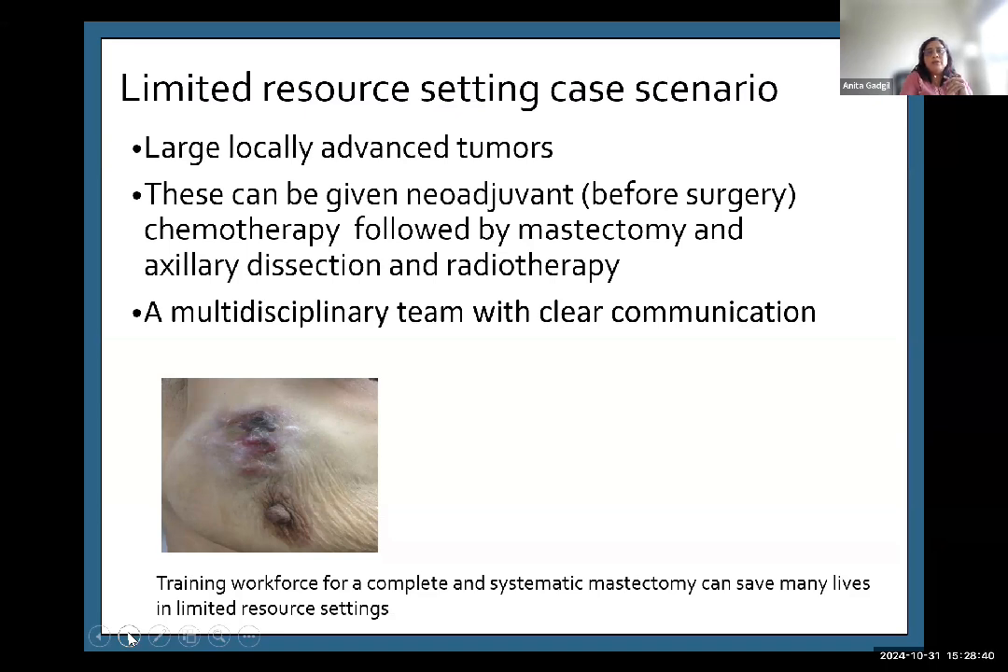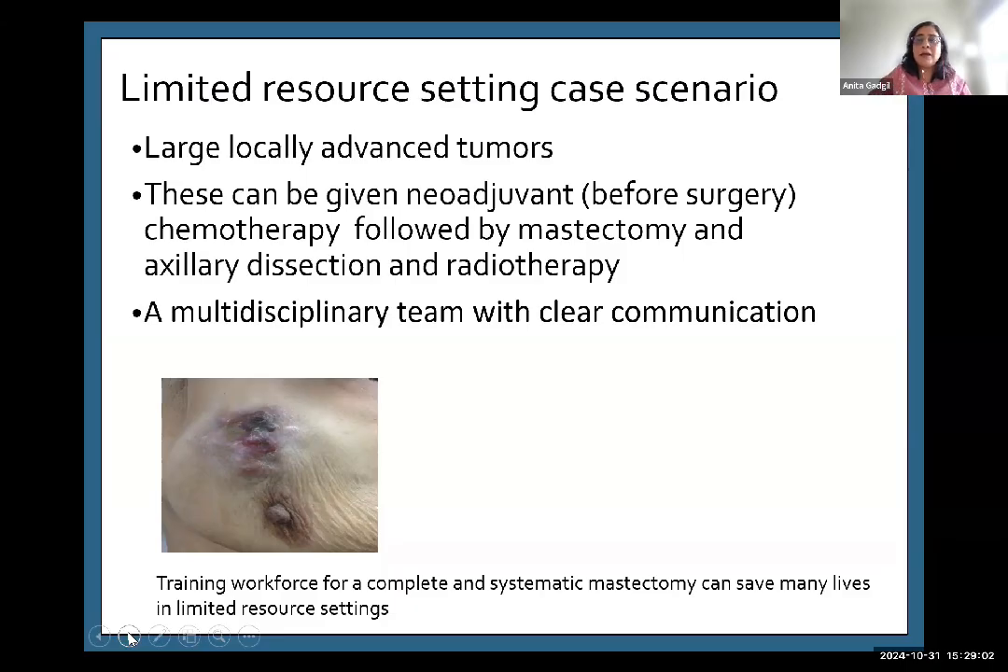So, a multidisciplinary team with clear communication. I know I'm repeating it, but this point can never be overemphasized. It's worth repeating that a multidisciplinary team with clear communication is the key to success. And training a workforce for a complete and systematic mastectomy can save many lives.